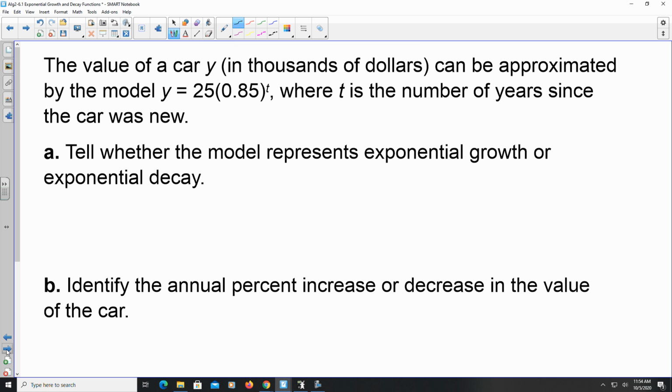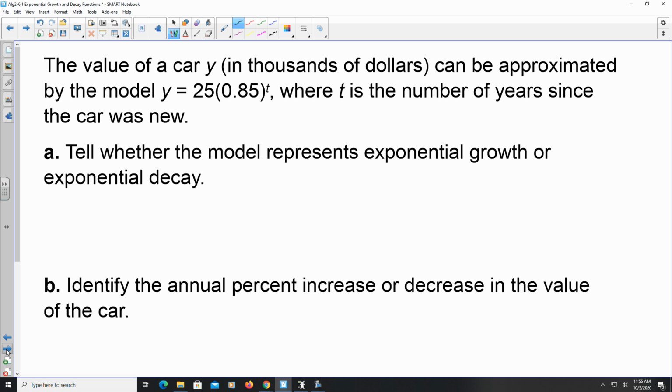Using exponential functions in different problems, what we're going to look at is this. The value of a car, y, in thousands of dollars can be approximated by the model y equals 25 times 0.85 raised to the t power, where t is the number of years since the car was new. They want you to tell whether the model represents exponential growth or exponential decay.